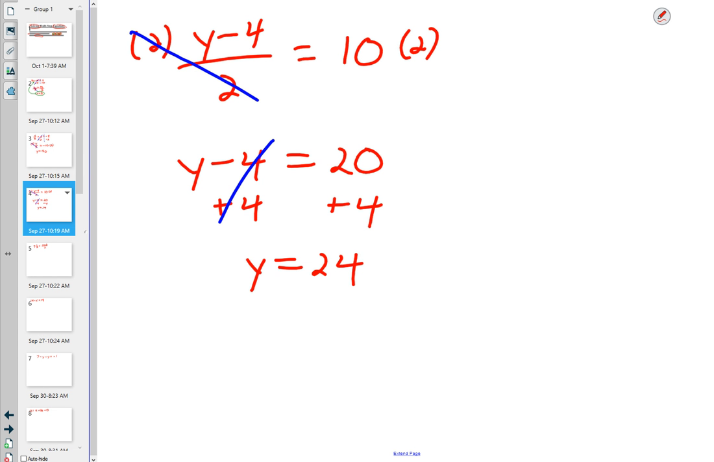Where did the 2 come from? Well, this 2 on the bottom is already there. It's being divided, so what's the opposite of dividing? That's what I did. I multiplied by 2 to cancel this out, but if I do it on one side, I have to do it on the other side too. 10 times 2 is 20. Yes, Jade.